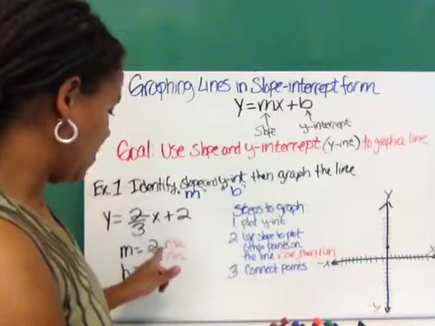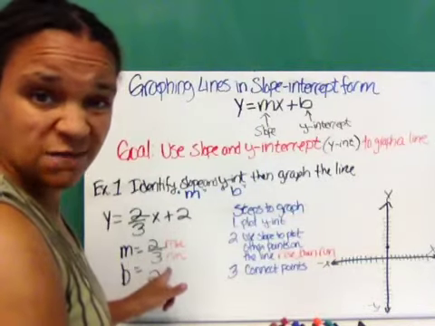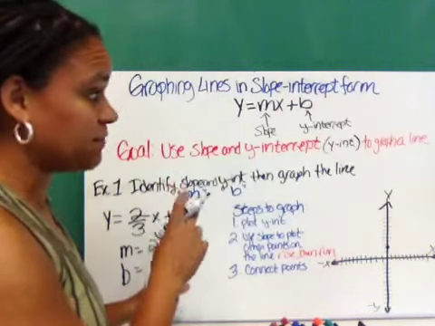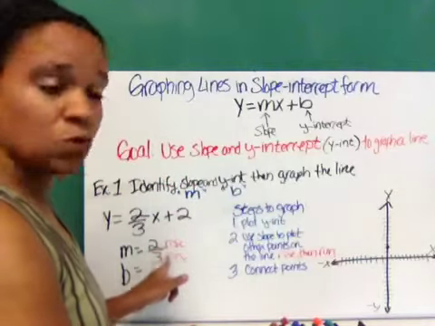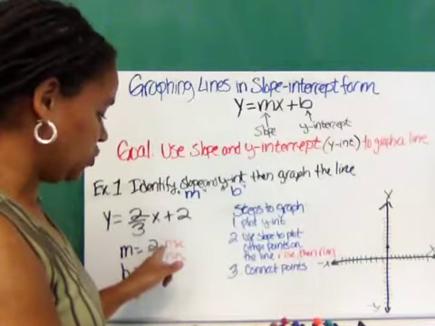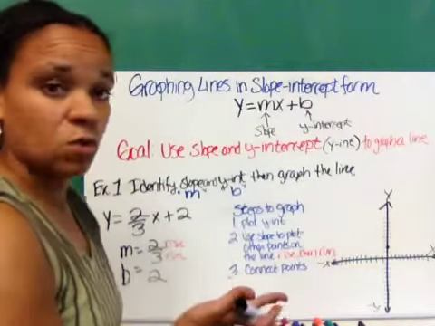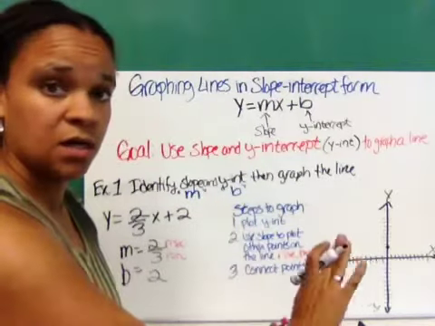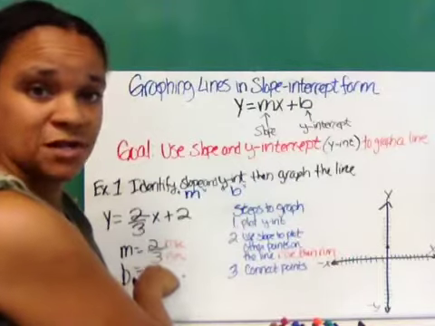Then use the slope to plot other points on the line. Okay, well my slope is 2/3. It's great that it's in a fraction. Most times people don't like fractions. When slope is in a fraction in slope-intercept form, it's the greatest. 2/3, so rise 2, then run 3. So we're always going to rise up or down, depending if it's positive or negative, and then run in the direction of the denominator, 3.